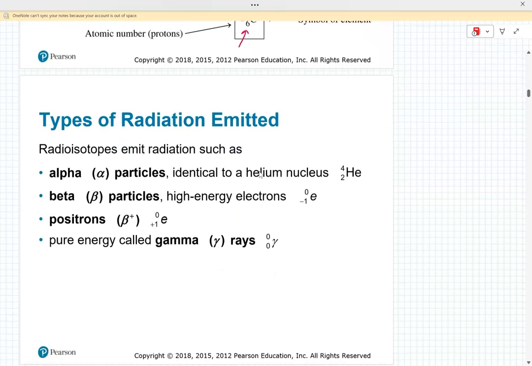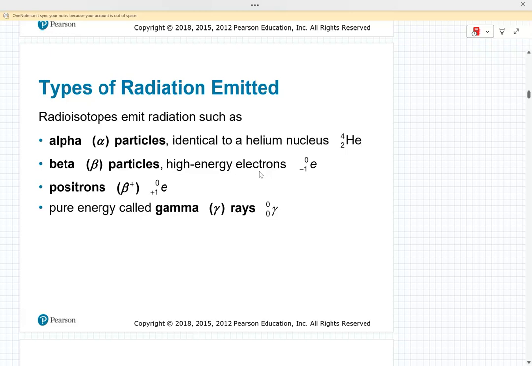Good. Now, radioisotopes emit 3 main types of radioactivity. Okay? Alpha, beta, gamma. I know that there are 2 betas. We're going to talk about that. So, alpha particle is essentially the nucleus of helium. Okay?